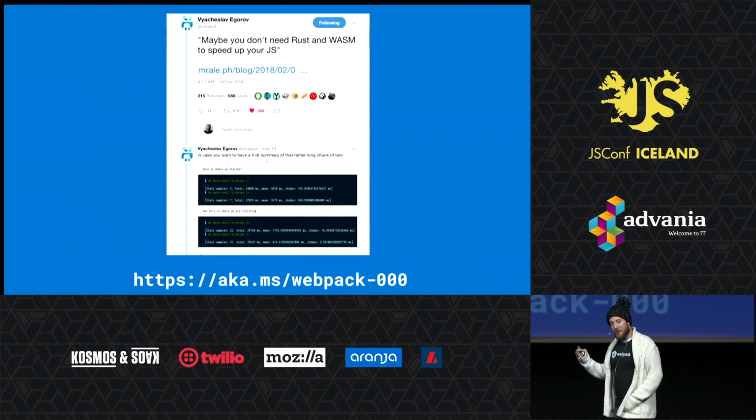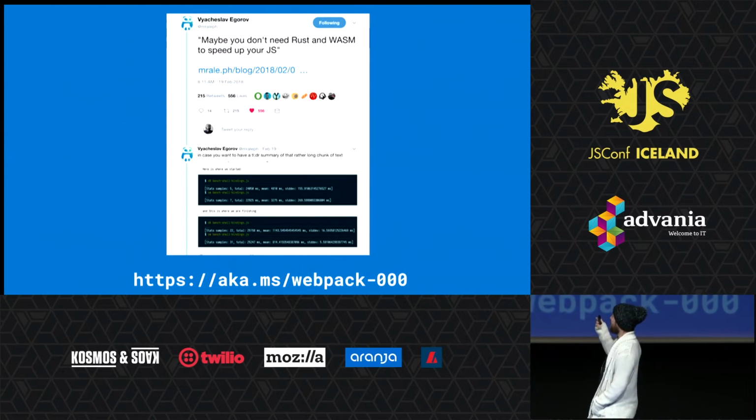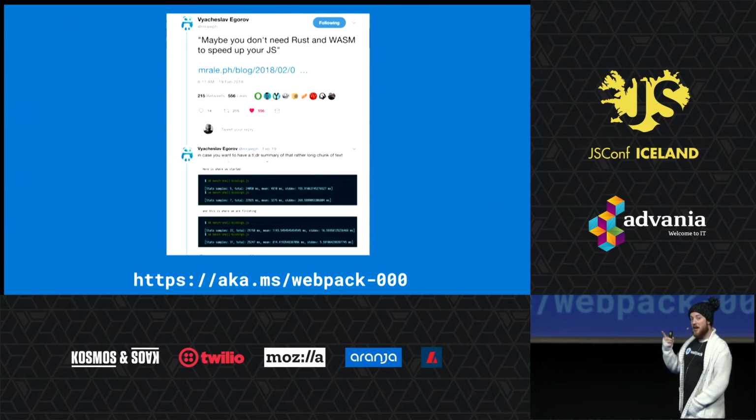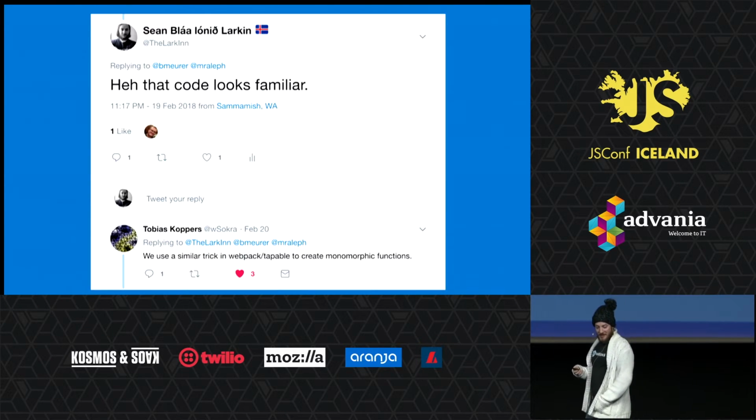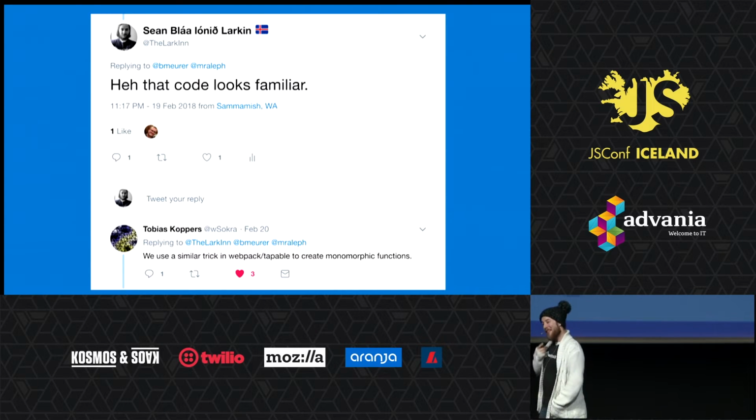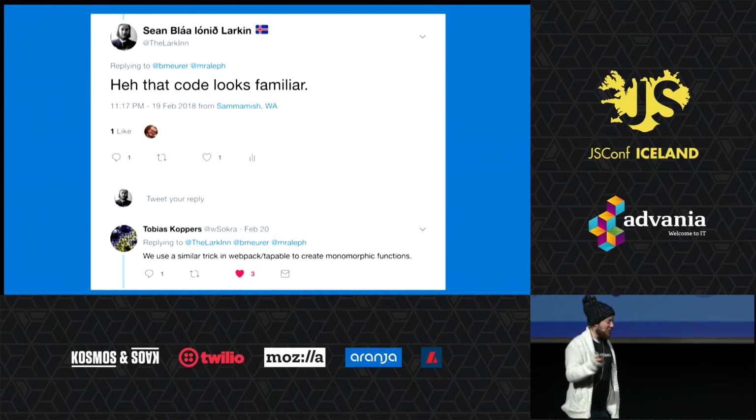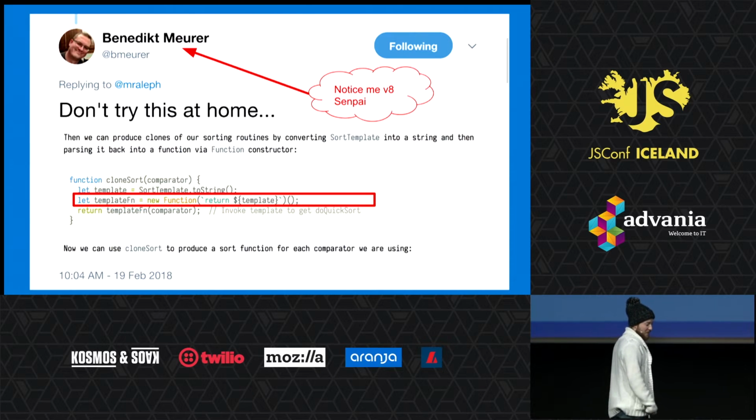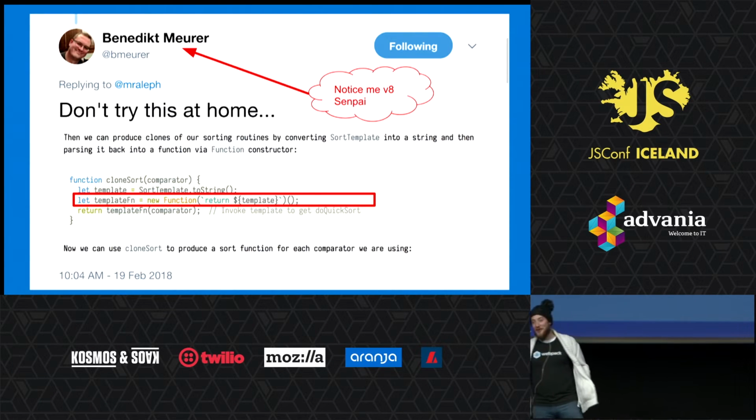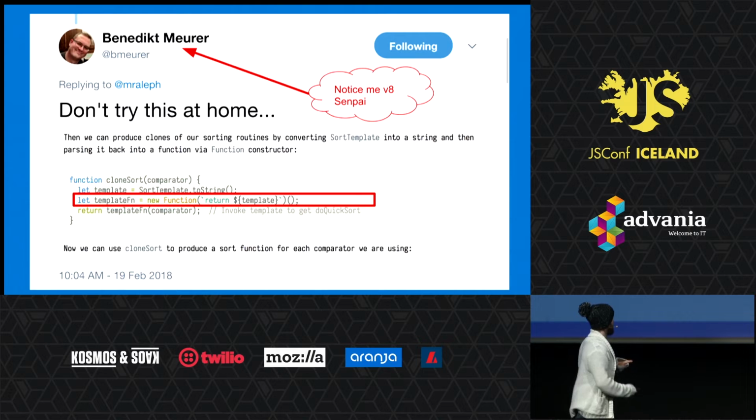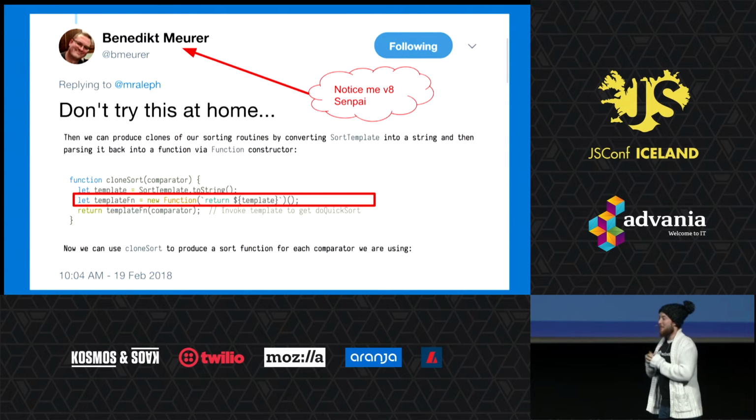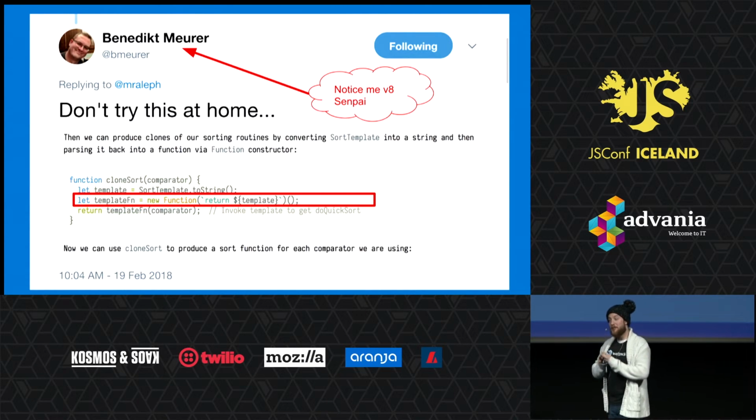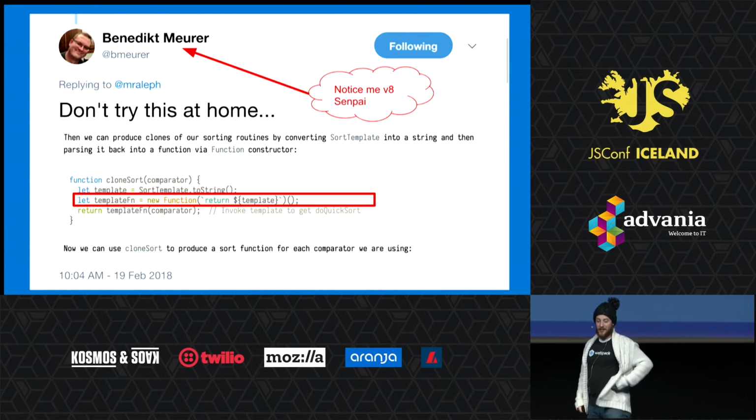And if you're on Twitter a lot like myself, you may have seen this article that said, hey, you may not need Rust and WebAssembly to speed up your JavaScript. And I was like, oh, that looks pretty familiar, the code that he showcased. And look, he's doing the same thing. So the point is that we can create this monomorphic code, but we're doing it kind of evaluatively, or lazy compiling it. But please do not do this in your normal projects.